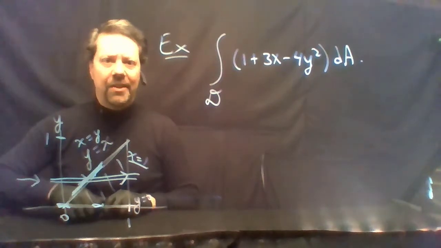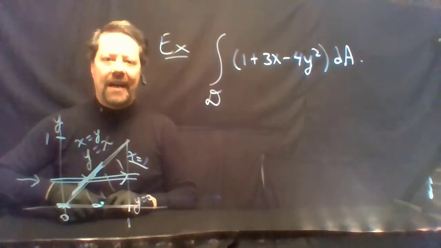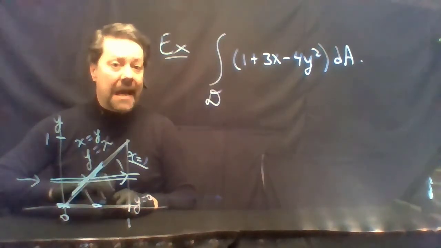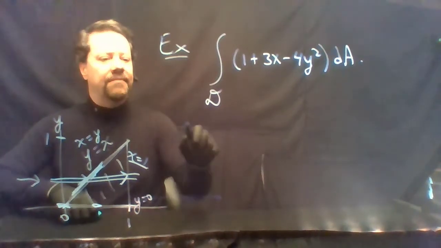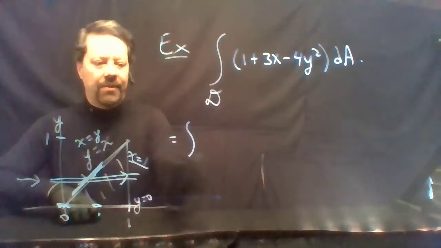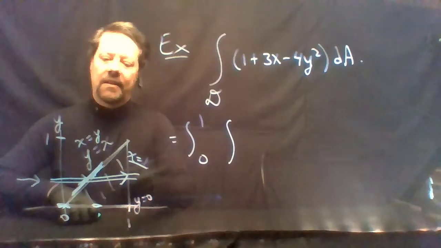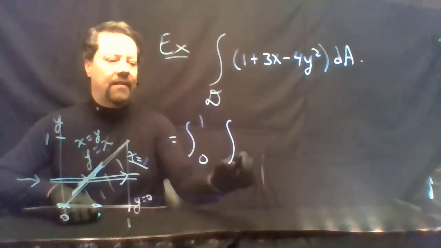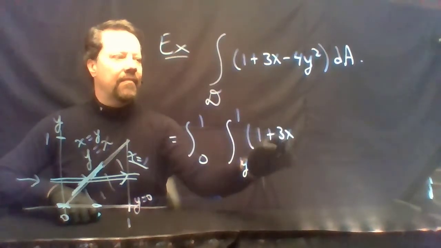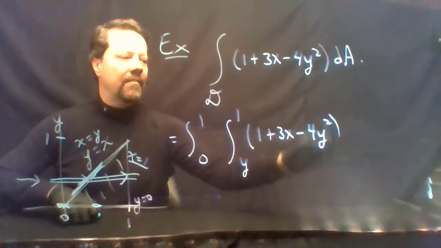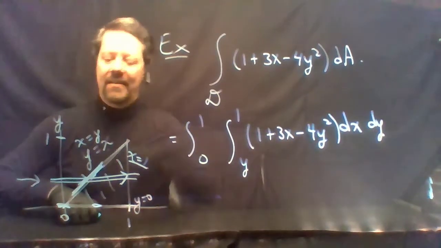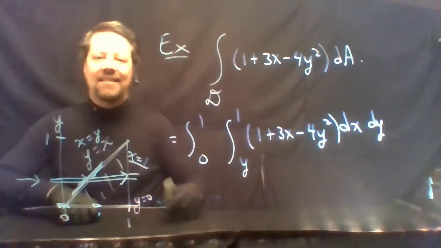Now I want you to pay special attention to how we set up the limits of integration here. The limits of integration are not going to be the same as last time. We're going to get the integral as y goes from 0 to 1, and as x goes from y to 1. This time it's going to be dx dy. We integrate with respect to y last.